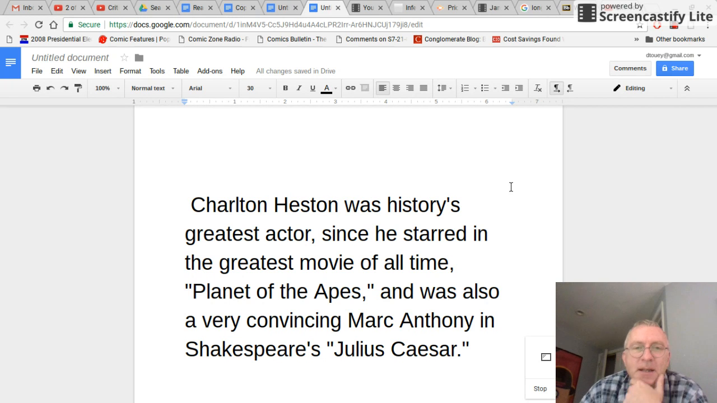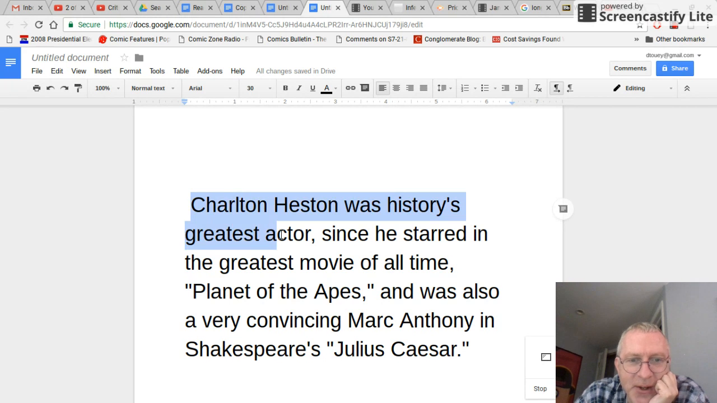So we have to decide what is the main conclusion here? We'll be talking about intermediate conclusions later, because we'll have to get to more complex arguments. But thankfully, there's only one main conclusion here. What is this little piece of writing meant to establish? Well, clearly, it's meant to establish this. It's not a very good argument, but that's not the point. Charlton Heston was history's greatest actor. And there are reasons given for that. There are actually two.